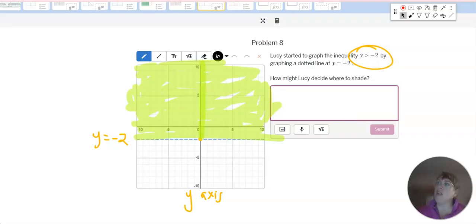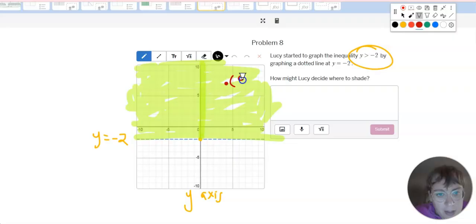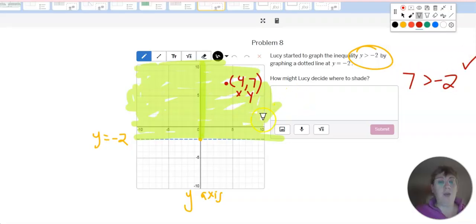We looked at that inequality symbol, or pick a point and plug it in, right? If we pick this point here, this point is 4, 7. Our x is 4 and our y is 7. 7 is bigger than -2. That's true. It works. So we want to shade in that above section.